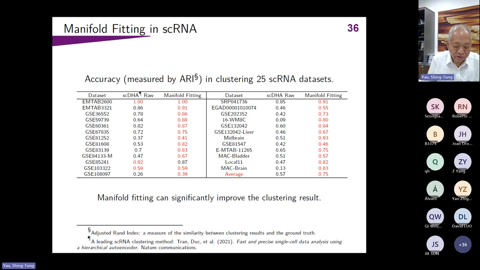We collected 25 data sets from recent Nature, Science, and Cell papers, and we compared the clustering accuracy of the manifold fitting based method with another cutting edge method, single cell DHA. The accuracy is measured by ARI, adjusted rand index. In most of these data sets, manifold fitting improves the ARI, and on average it improves ARI from 57% to 75%. So that's pretty good. It has significantly improved the clustering result.